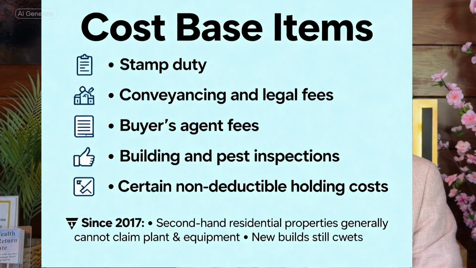Now, the third strategy is costs that you can't claim now, but you can actually claim later. Some of these costs aren't available to you immediately, but they will reduce the capital gains tax when you sell the property in the future. So things like stamp duty, conveyancing and legal fees, buyer's agents fees, building and pest inspections, certain non-tax deductible holding costs. These can obviously all be used later on to reduce your capital gains tax when you sell that property. So make sure that, again, you talk to your accountant about what is actually allowed in this particular bucket of tax deductions.